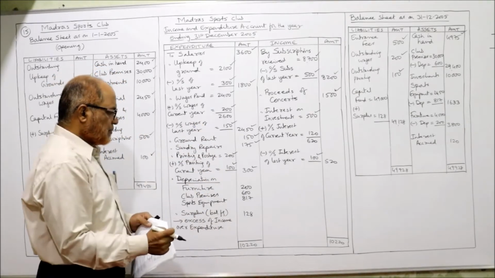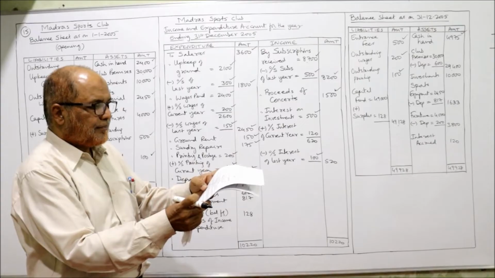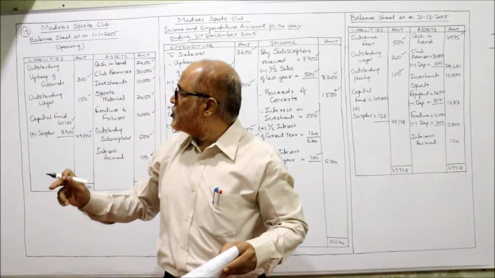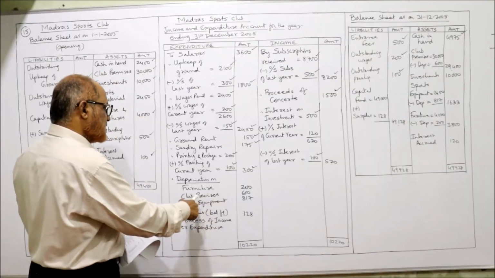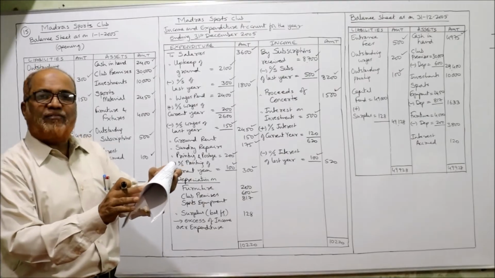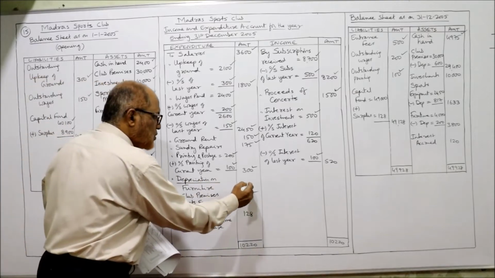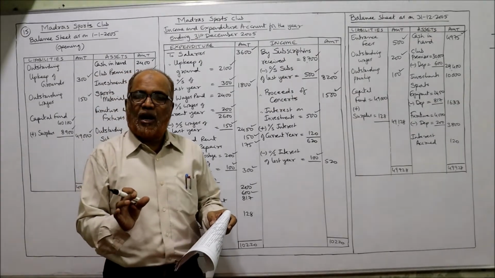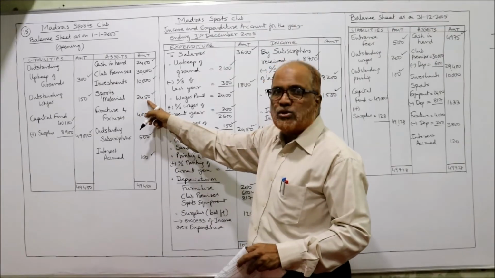Right? Now depreciation. The last item is given: depreciate the plant and machinery. Depreciation on club premises by 2%. Club premises how much? You can see here club premises are 30,000. 2% of 30,000 will come to 600. And furniture by 5%. How much is the value of furniture? 4,000. 5% comes to 200. And sports equipment 33 1/3%. How much is the sports equipment? You can see here sports material 2,450.